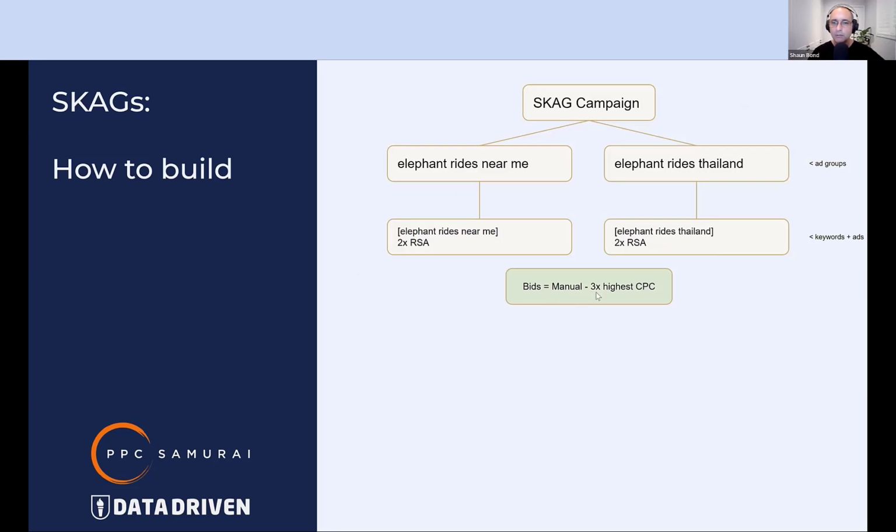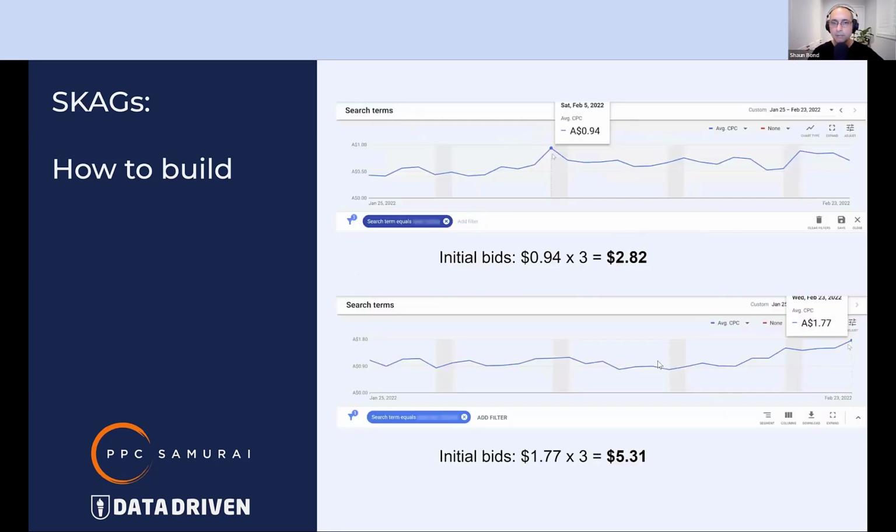We look at 3 times the highest CPC that these search terms have. You've had to pay to get these search terms in your historical data. So if we look at an example of that, similar thing, I've gone into my search term report. I've looked at search term equals elephant rides Thailand. I've put my date range here as just the last 30 days to give me an indication. And then I've just scrolled back and I found, oh, that's the highest point. This one I paid 94 cents for, average CPC on that day.